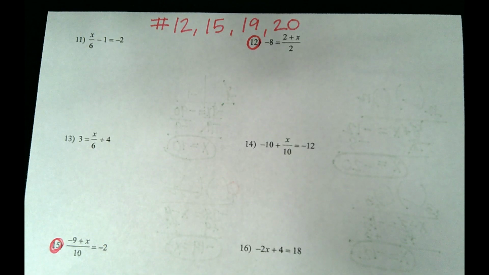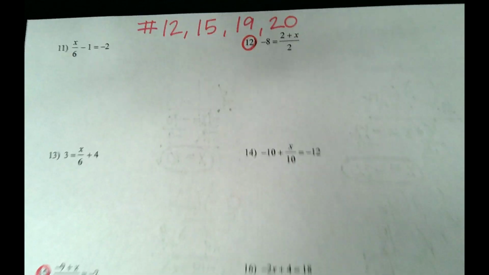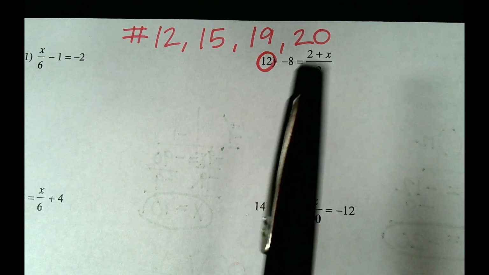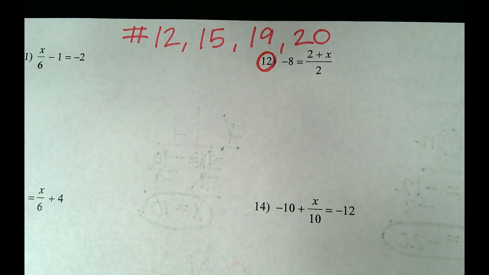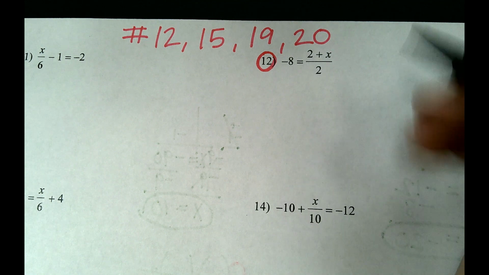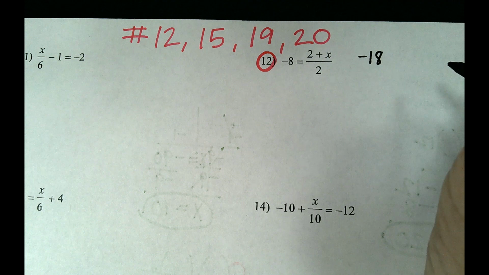Okay, so our timer just went off. And I'm going to start with number 12. For number 12, I want each of you to tell me what answer you got for x. I'm going to write all of them down. You got negative 18. Did you two get anything different than that?